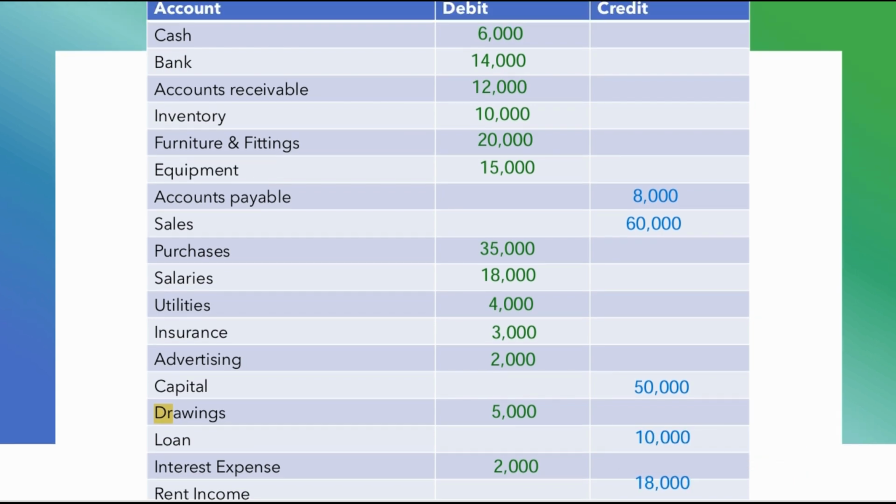We can sum it up and see if the debit side tallies with the credit side. So if you add them up, debit side total will be 146,000. Same with the credit side. So the debit side tallies with the credit side in this case. With that, we are done with the question.